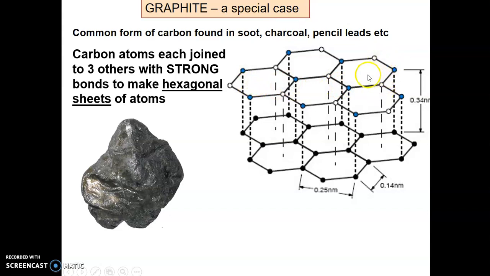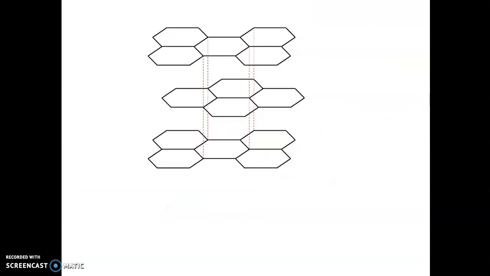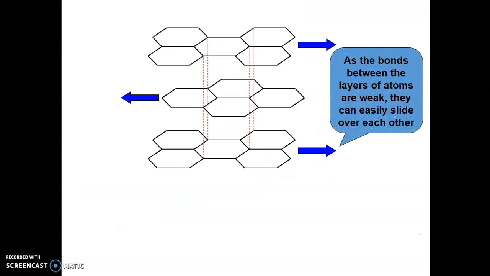So the bonds between the carbon atoms are very strong, so the layers are held together strongly, but between the layers you have got weak forces holding the layers together. Now that gives graphite some of its properties. So you've got strong bonds between the atoms in each layer, but the forces between the layers are weak. And what that means is, if you apply force to the layers, they will slide over each other. And that's why graphite is quite soft and slippery.